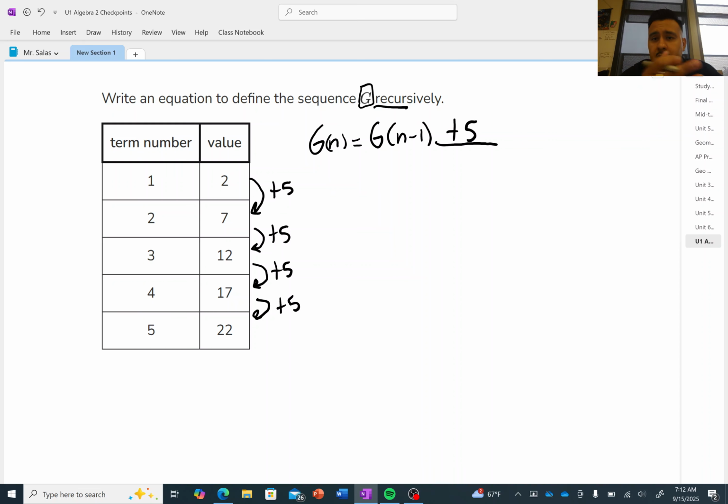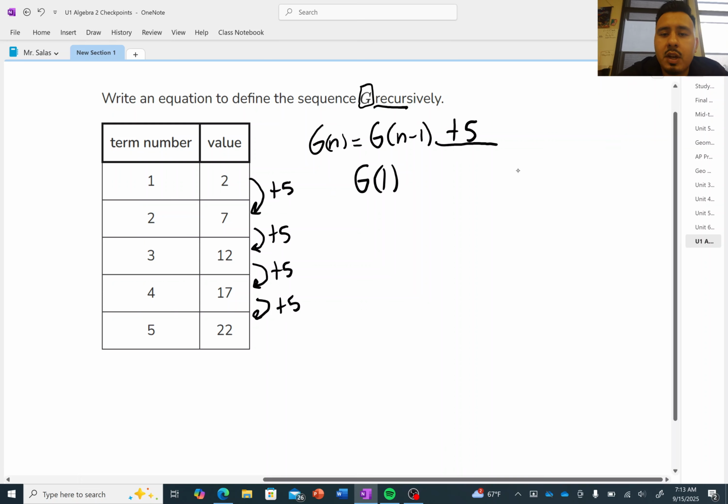When you're asked to write a recursive formula for a sequence, you need to tell me what value I start with. In this case, I can say G of 1, because that's my first term. This right here is my first term, okay? G of 1 equals 2.